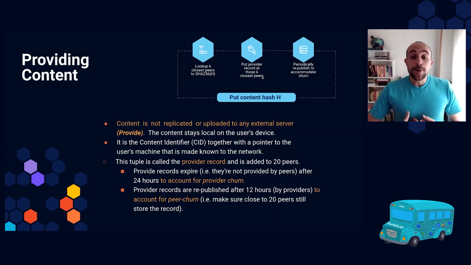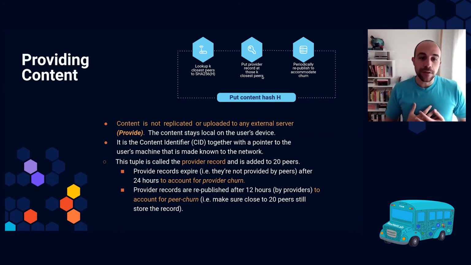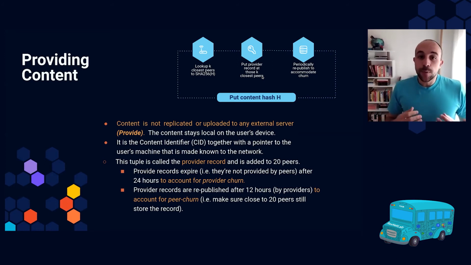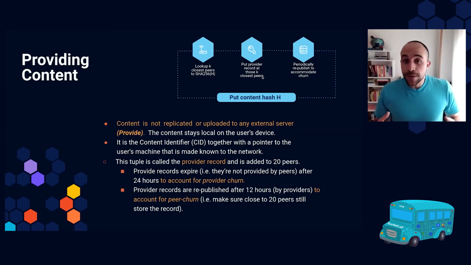And also there needs to be a republication of provider records every 12 hours. The reason for this is that not only can I leave the network as the provider of the content, but also the K peers, in this case the 20 peers where I put the provider record and this pointer, may also disappear. So in order to accommodate for these nodes leaving the network, I republish every 12 hours. So providers need to republish this pointer every 12 hours, so that even if some of these peers storing this provider record to me disappear, I have a way of keeping fresh the pointers to the content that I'm providing.